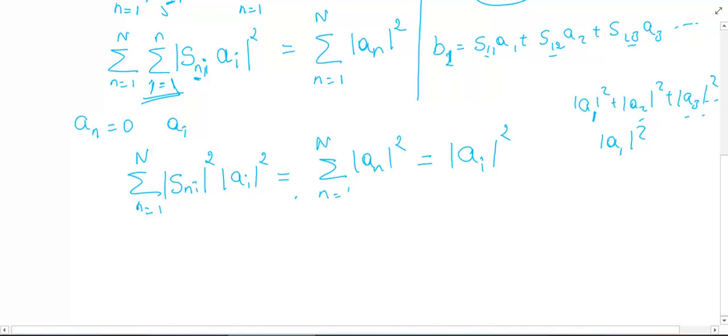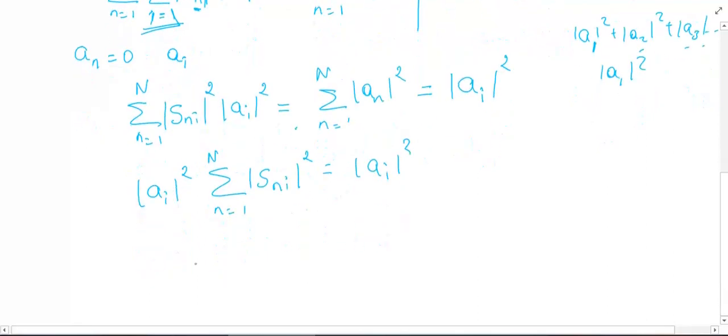Fine. Now here the variable is n, so my AI square acts as a constant which can be taken outside the summation. So this can be written as magnitude of AI square into summation n is equal to 1 to n magnitude of Sni square is equal to magnitude of AI square. Now these two magnitudes of AI square get cancelled. What remains is summation n is equal to 1 to n magnitude of Sni square is equal to 1, right?